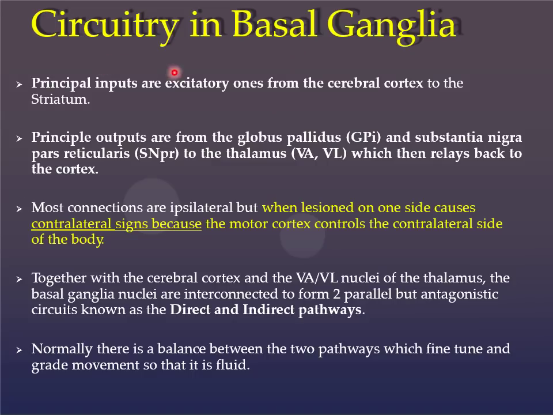The circuitry of the basal ganglia includes principal inputs that are excitatory ones coming from the cerebral cortex to the striatum. The striatum is the caudate and putamen. The principal outputs are from the globus pallidus and substantia nigra, pars reticulata, to the thalamus. From the thalamus, they relay back to the cortex.